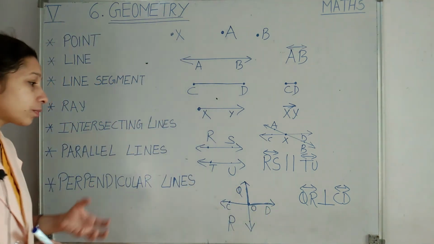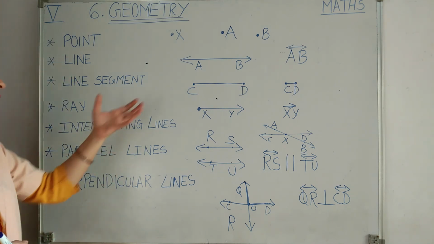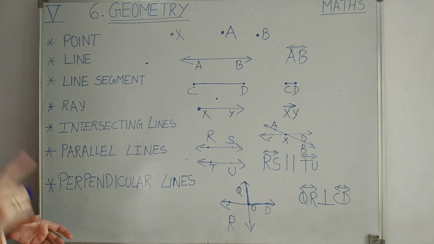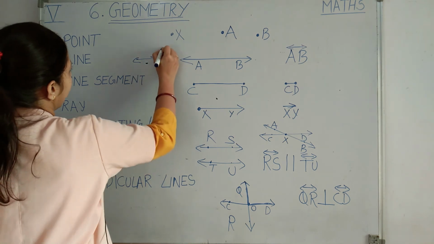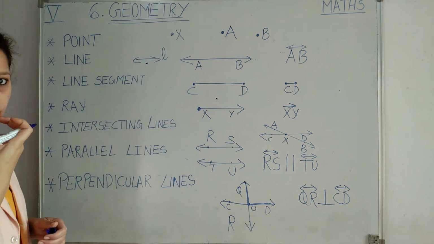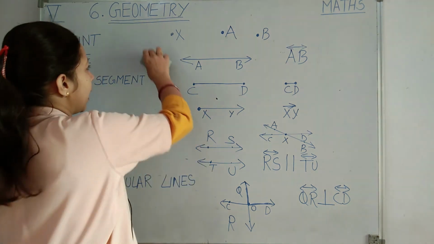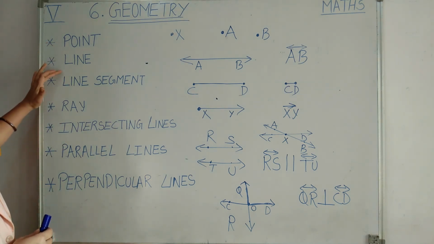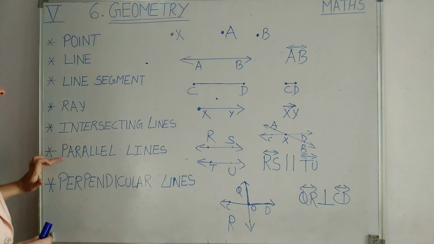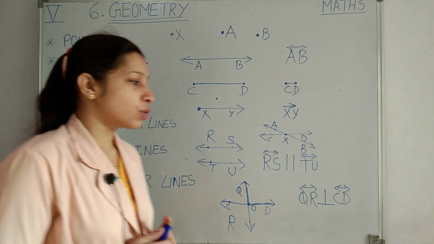And students, now in short we can say that for naming the following points we have to use capital letters. But for one thing, for a line we can use one small alphabet also. Suppose like this, I can show it as line L. Okay, but for others only we have to use capital letters. Got it? So we have studied about point, line, line segment, ray, intersecting lines, parallel lines and perpendicular lines. That's all for today, students.